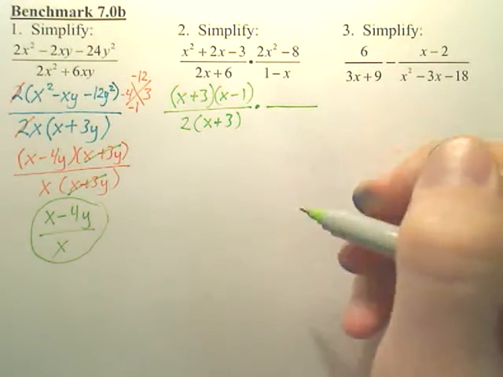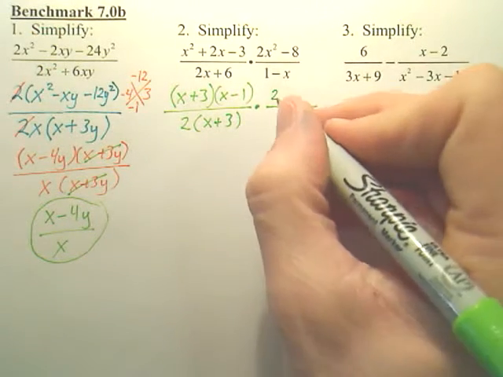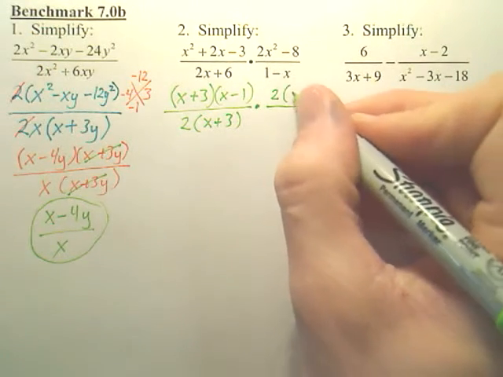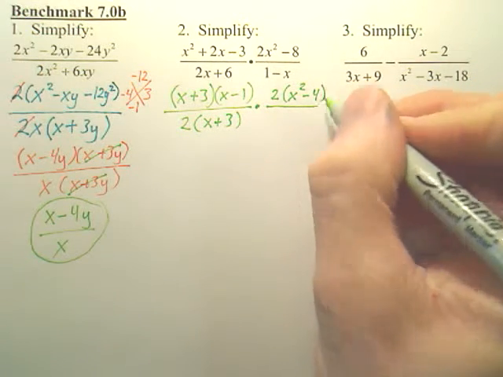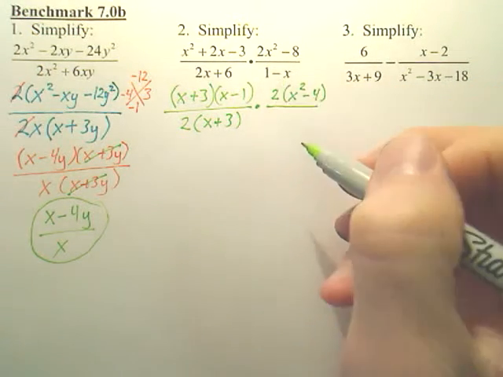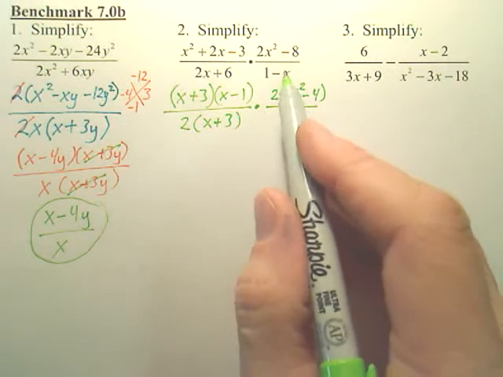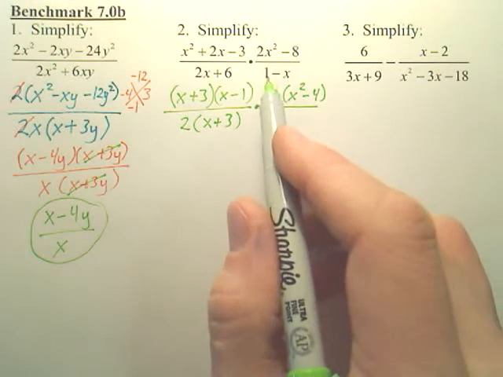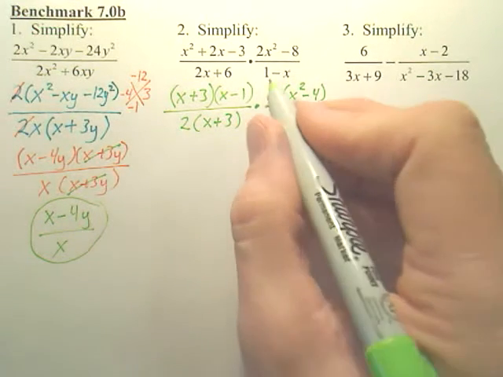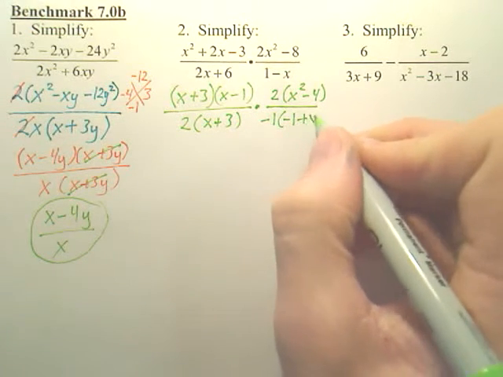Times, is there a GCF here? Yes, I see a 2. And that leaves us x squared minus 4. And on the bottom, that's 1 minus x. Look over here. Don't I have an x minus 1? Don't those look like they might cancel? But they're not the same. But could I pull out a negative 1? Watch what happens when I pull a negative 1 out. I get negative 1 plus x.